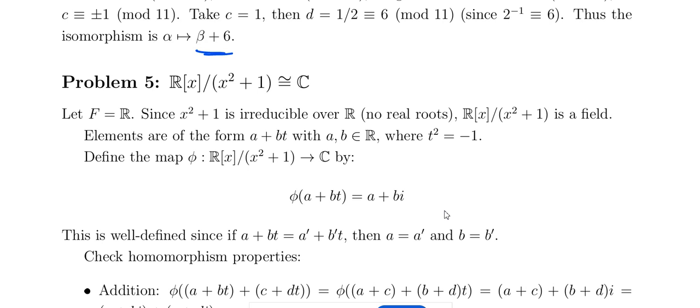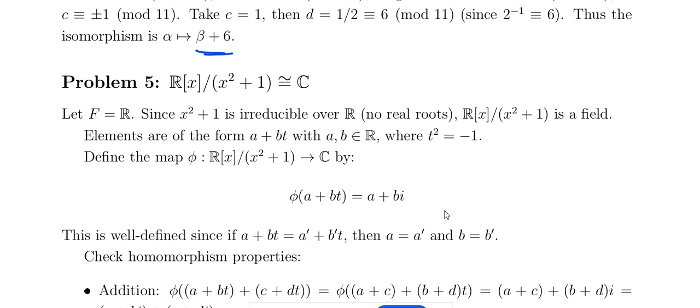R of x by x square plus 1 is isomorphic to C, because it is irreducible. With the field equal to R, x square plus 1 is irreducible over R because of no real roots, so this is obviously a field. Elements are of the form a plus bt, because it's a quadratic, and t square equal to minus 1 when you substitute. And define the mapping to C of the form pi of a plus bt equal to a plus bi.